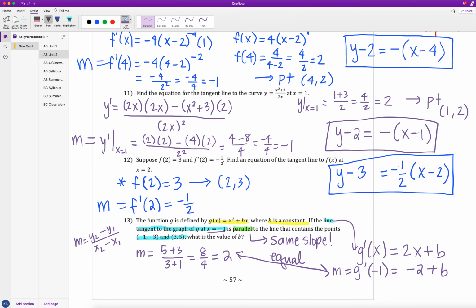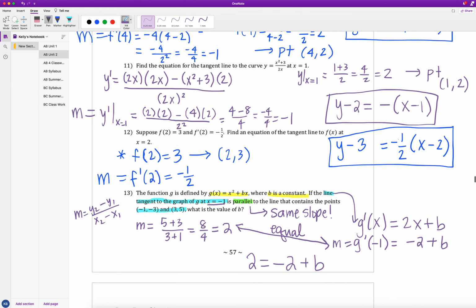Then independently, I found the derivative of g, and I plugged in -1 since I'm taking a tangent line at -1. That gave me this slope of -2 plus b. Because they told me the tangent line is parallel to the line that goes through those 2 points, it means the slope from that line, which was 2, has to equal my g prime of -1, which is my slope of my tangent line. So I have that 2 equals -2 plus b.